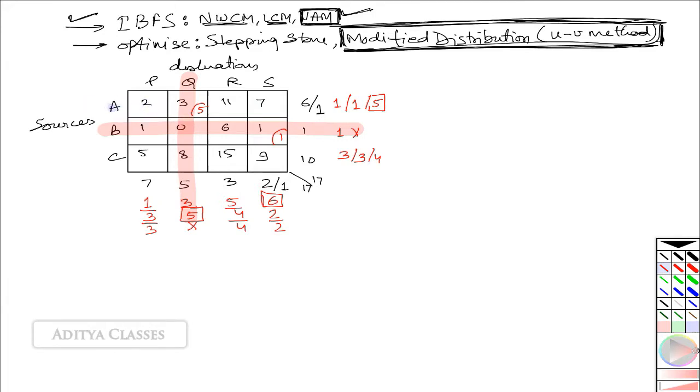In 2 rupee cell, it will be a deal between A and P. A has 1 unit left to supply, P needs 7 units. So their deal will be of only 1 unit. A is exhausted and P needs to be updated. Whenever an assignment is made, you need to update the row and column. How am I updating the row and column? I am updating the demand or supply and I am removing. So these are the updates.